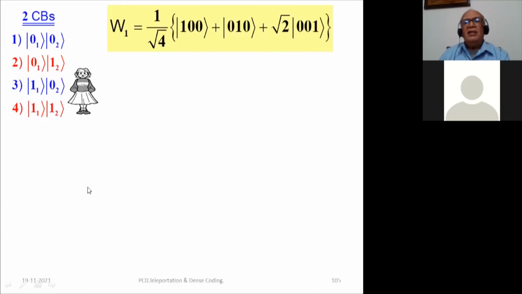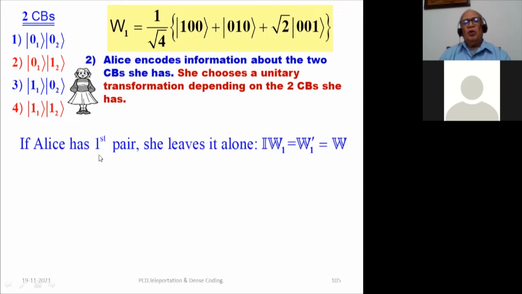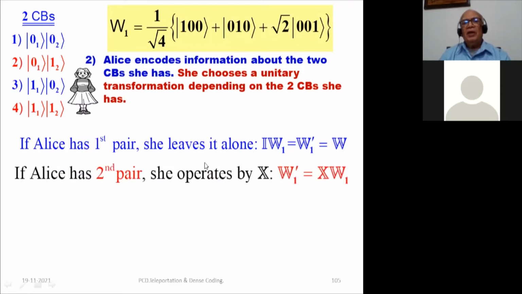And then Alice can communicate a single qubit. This is the one in which information about the 2 classical bits is coded, and she chooses an appropriate unitary transformation depending on which of these 4 pairs she has. So if she has the first pair, she leaves it alone so that the transformed 3 qubit W state is the same as the original one. If she has the second pair, she performs a NOT operation on her qubit, which is qubit number 1, but it remains entangled with qubit number 2 and qubit number 3.